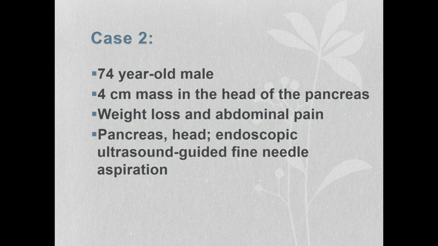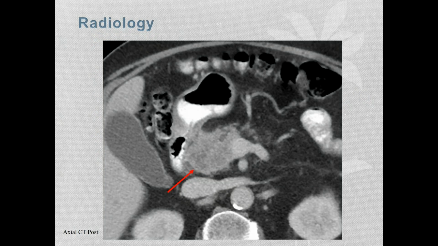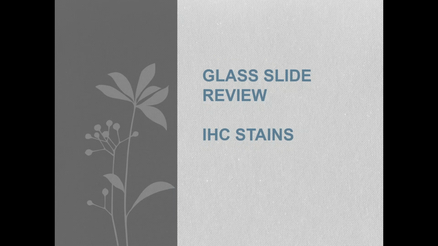Case number 2. This is a 74-year-old male. He has a 4-centimeter mass in the head of the pancreas. Weight loss and abdominal pain were the clinical symptoms for this patient. And this is the endoscopic ultrasound guided FNA that was performed of this mass here. This is from a CT scan given to me by radiology with a nice red arrow pointing to the mass. So let's look at the glass slides.